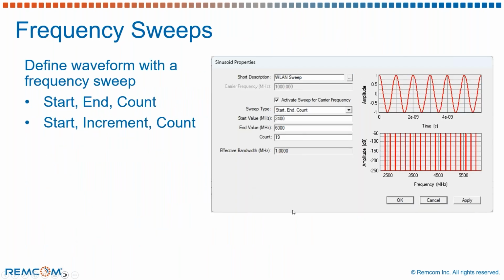Frequency sweeps are defined in the waveform panel, and there are 2 options. You can define the start frequency, end frequency, and the count, how many steps you'd like to take, or conversely, define the start, the increment in your step, and then the count. The waveform panel will then show you the base frequency and each of the steps that you'll take. There's a little bit of a preview there.